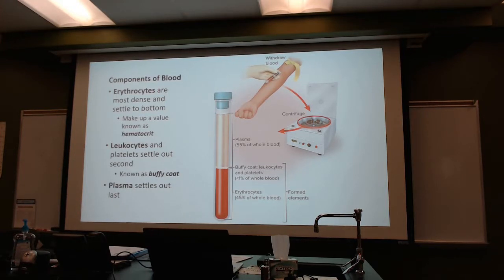In the lab, there's this really cool machine. Anybody ever seen a centrifuge? All right, they're really cool. Don't ever open one until it completely stops.